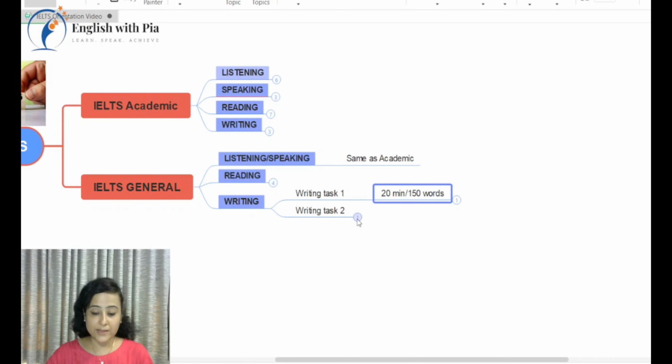Okay, and in writing task 2, there will be an essay which is more or less similar to your IELTS academic. The question types will be similar. Okay, and again, you have to write 250 words for the same. In both cases, if you don't write the minimum number of words, you might get negative marking for the same. Okay, all right, so I hope the structure of the whole IELTS exam, both academic as well as general, is clear.